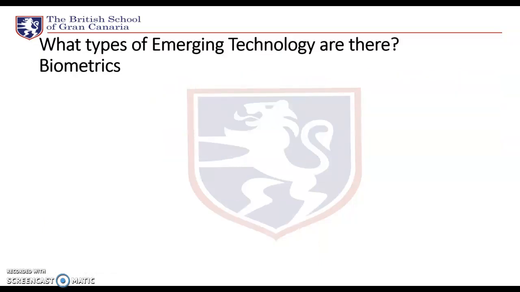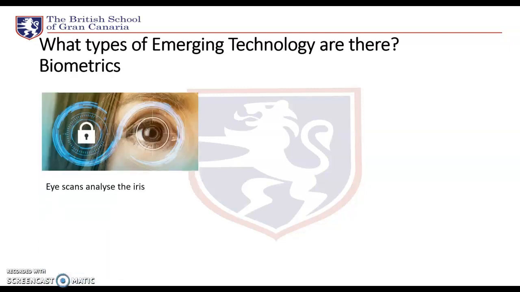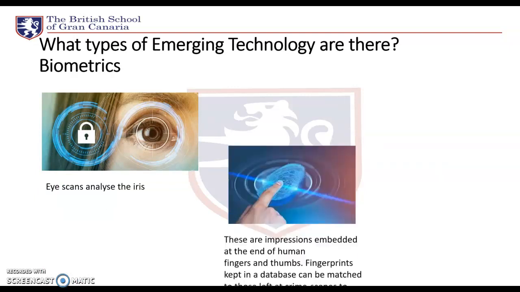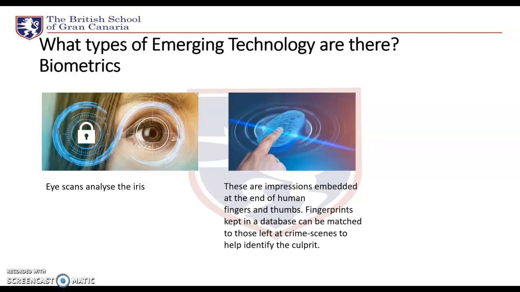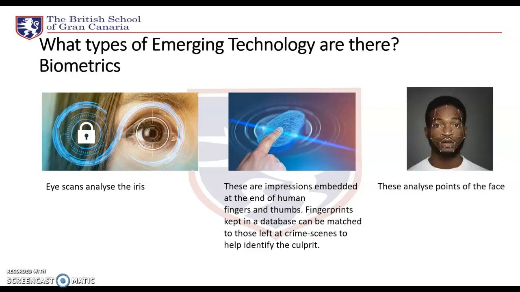Now, what types of emerging technologies are there? So we're going to look at biometrics now. Biometrics can scan your eyes, and they simply analyze the iris. They can have impressions of your fingerprint or your thumbprint and match these in a database.